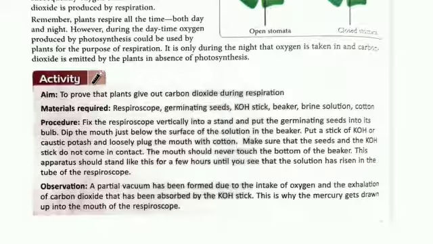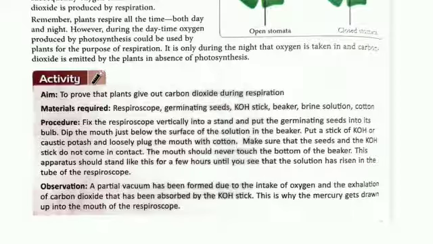Oxygen is also taken in during respiration. And the exhaled carbon dioxide has been absorbed by KOH. So KOH absorbed the CO2, and the germinated seeds took in the O2 for respiration.